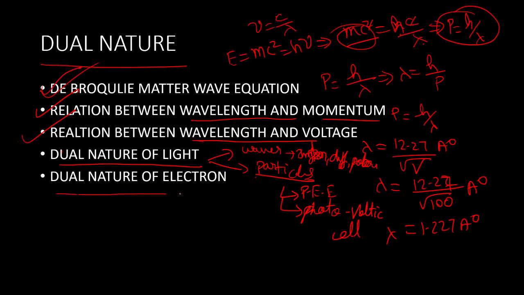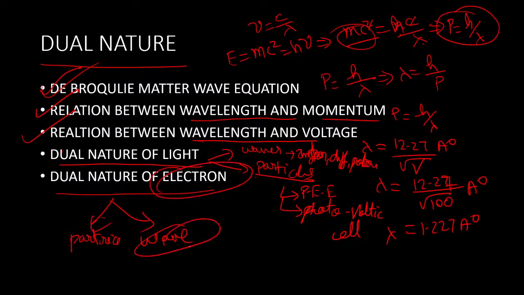Okay, the next one, dual nature of electron. Electron is a particle. Electron is wave in nature, proved by the Davisson and Germer experiment. That also you need to know. Another very important comparison: electron is wave in nature. Only the Davisson and Germer experiment conclusion alone you can learn. That is what is given in the syllabus.